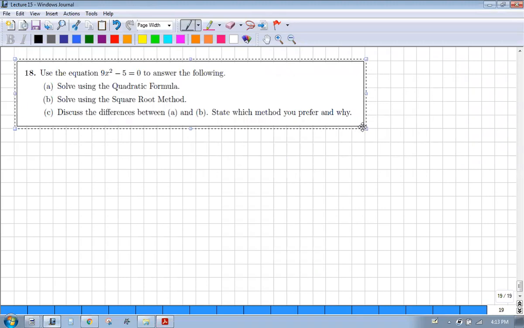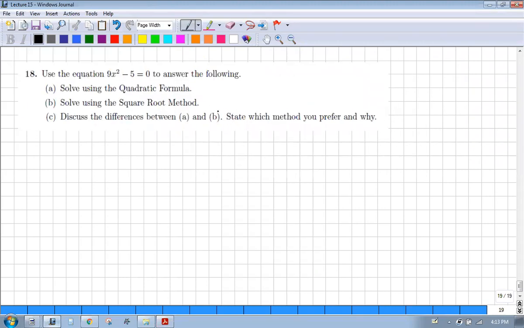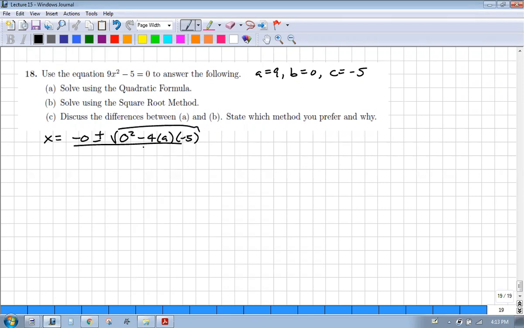All right, here's an equation. Solve it using the quadratic formula. Well, a is 9, b is 0, c is -5. So we get negative b plus or minus the square root of b squared minus 4ac, all over 2a. That's 0. So we get plus minus. That's 0. Negative negative is a positive. Let's see, 4 times 5 is 20 times 9 is 180. 9 times 2 is 18.